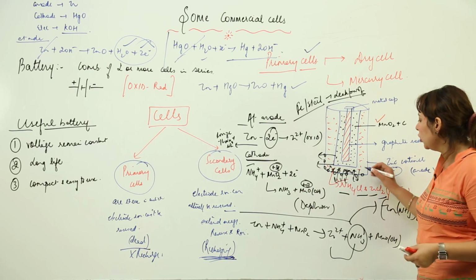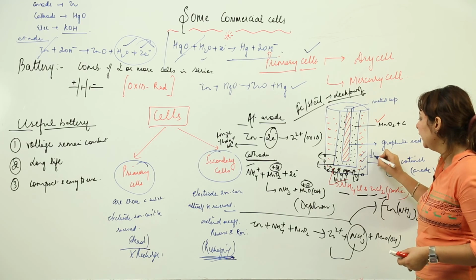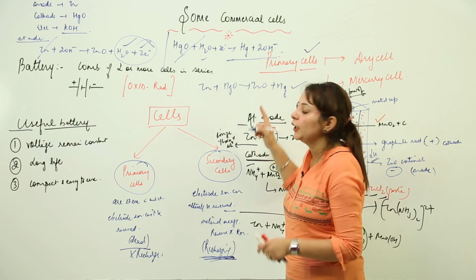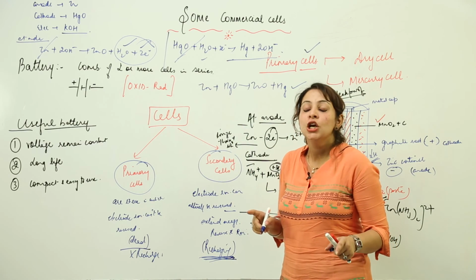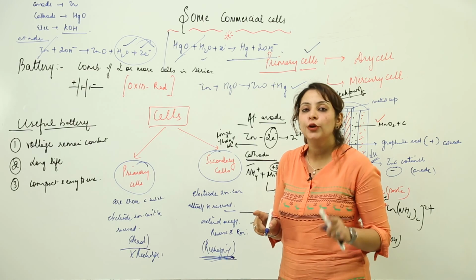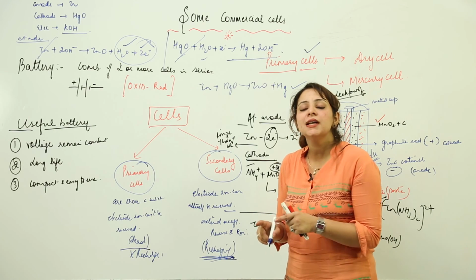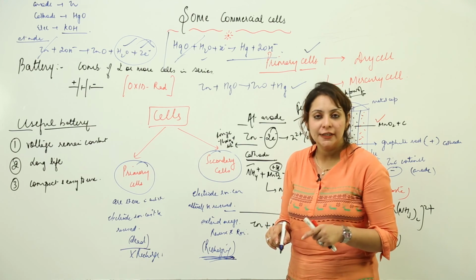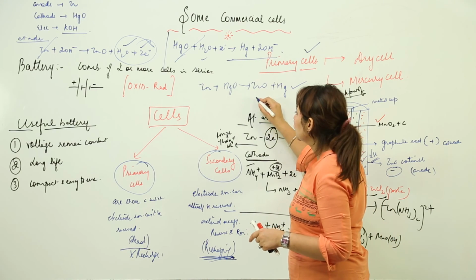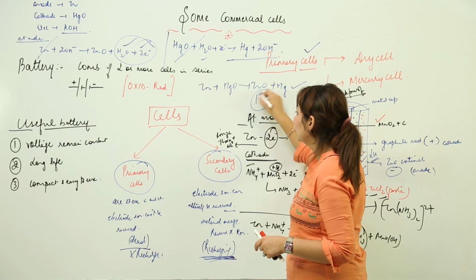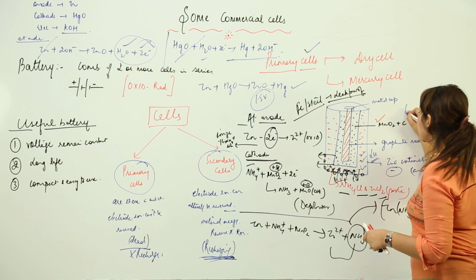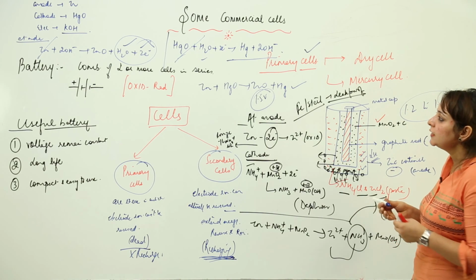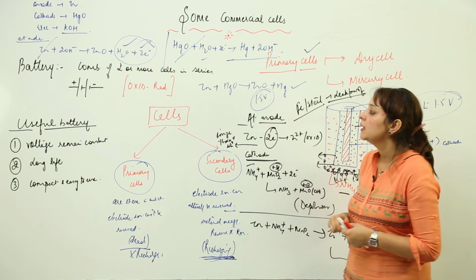So the concentration of the solution was getting decreased. But here, as there are no ions involved from the electrolyte, the concentration of electrolyte is going to remain as such. And when the concentration remains as such, the cell is going to work on the same voltage, approximately equal to 1.5 volts. The potential varies from 1.2 to 1.5 volt. So these were the primary cells.